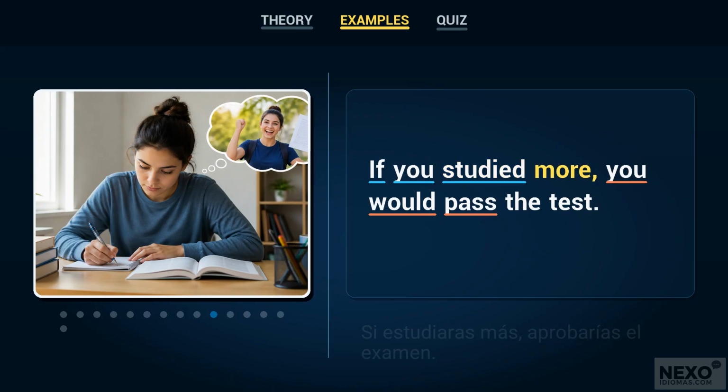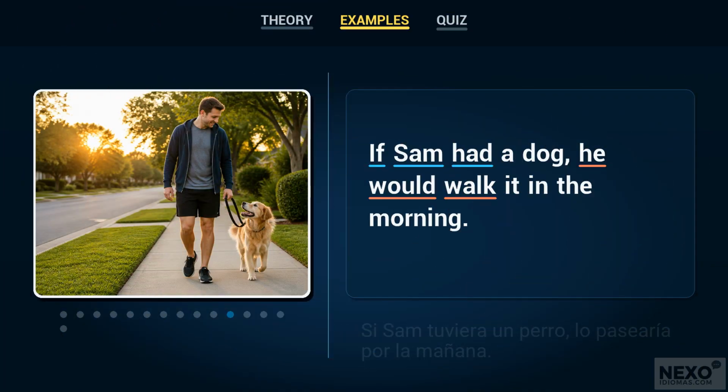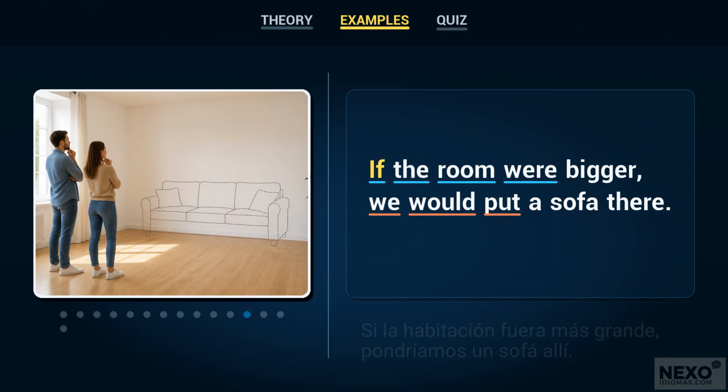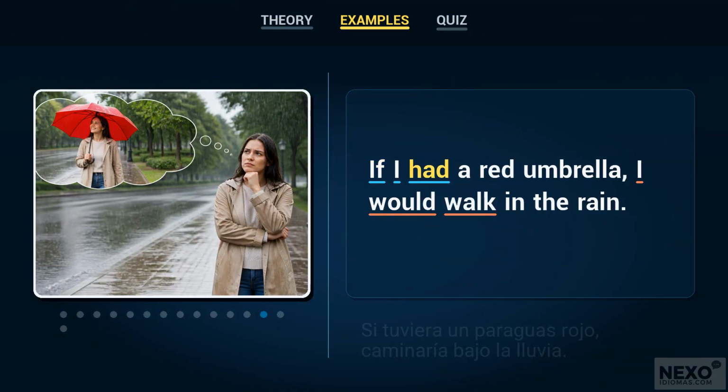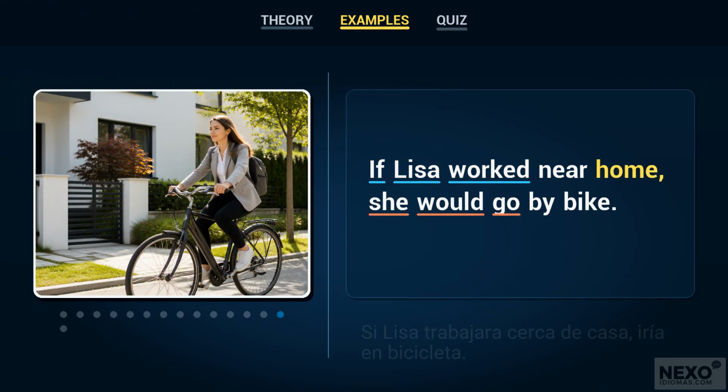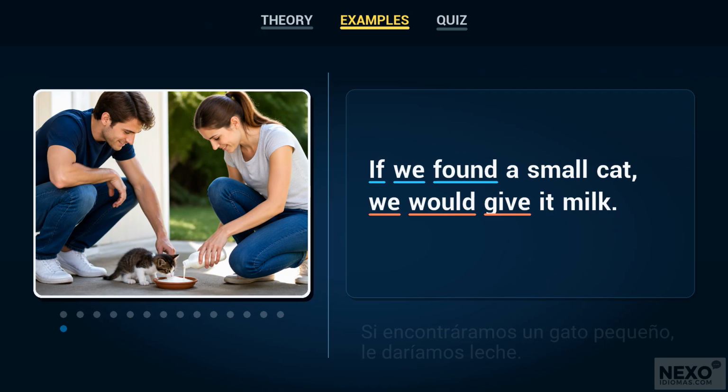If you studied more, you would pass the test. If Sam had a dog, he would walk it in the morning. If the room were bigger, we would put a sofa there. If I had a red umbrella, I would walk in the rain. If Lisa worked near home, she would go by bike. If we found a small cat, we would give it milk.